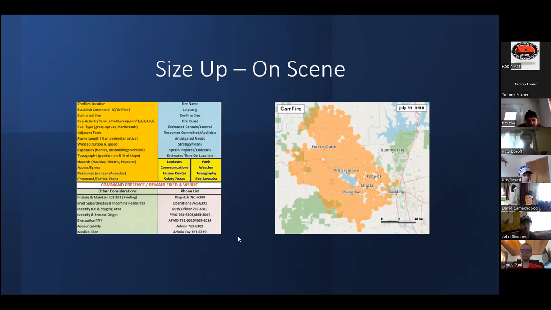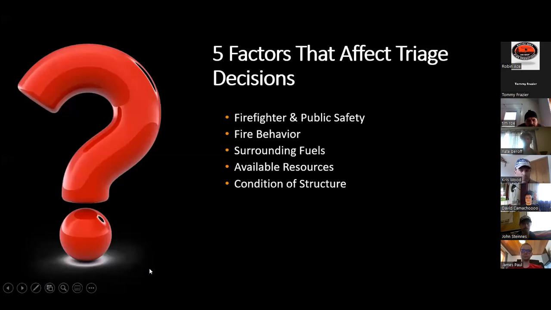So this is kind of our general briefing card. You can just look at it. Every area has a different briefing card. They don't all use the same one, but this just happens to be ours. So when they talk about size up, this is our local size up. Let's click to the next one.